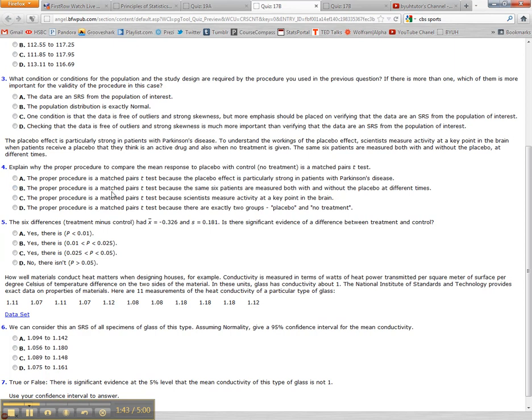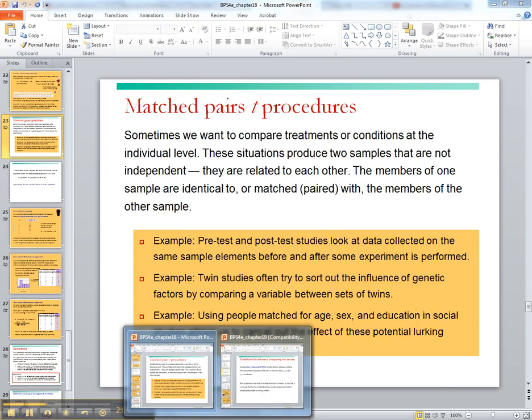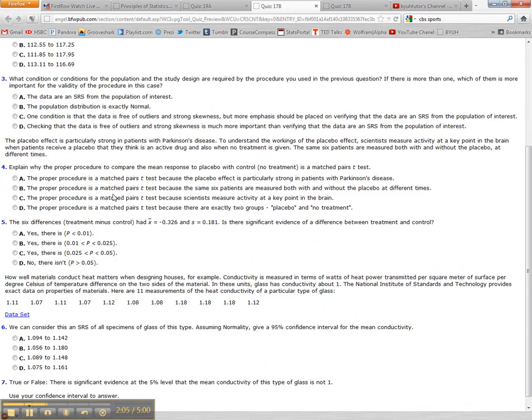B says the proper procedure is a match pair t-test because the same 6 patients are measured both with and without the placebo at different times. So that really fits the definition of match pair well, because again it says members of one sample are identical to or match pairs with the members of the other sample. So it's the same individuals, just getting placebo or not placebo, right? So let's hold on to B.